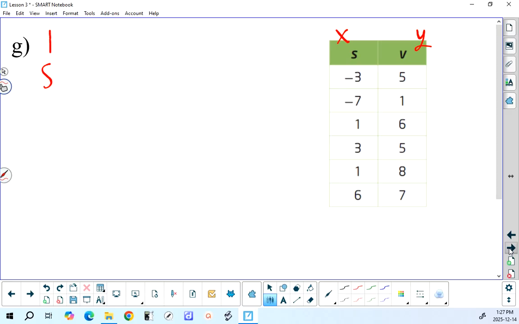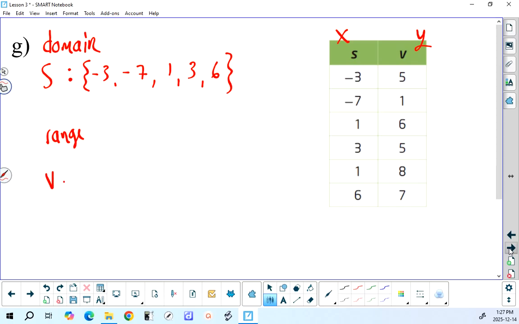We don't have to write the word domain here because it's not x. S is the set of numbers that are -3, -7, 1, 3, and 6. We do not need to list the number 1 twice. The range, well, those are the v's. It's the following numbers: 5, 1, 6, 8, and 7.